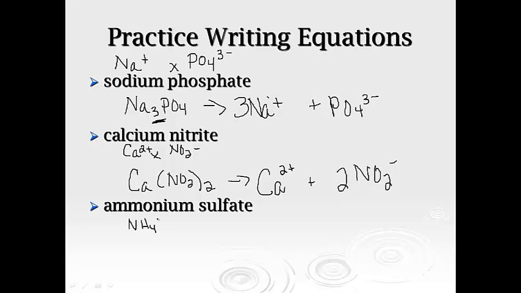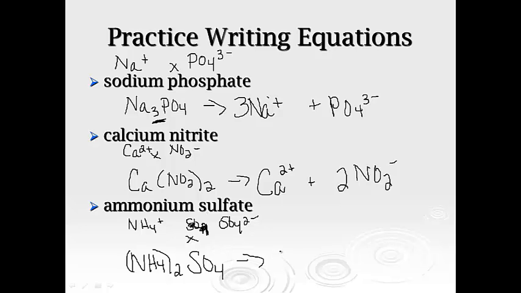Okay, now lastly we've got ammonium sulfate. Ammonium is NH4 with a 1 plus. Sulfate is SO4 with a 2 minus. I crisscross them, and this time I need 2 ammoniums and 1 sulfate. So when it splits apart, I get 2 NH4 with a 1 plus, and I also end up with 1 sulfate.